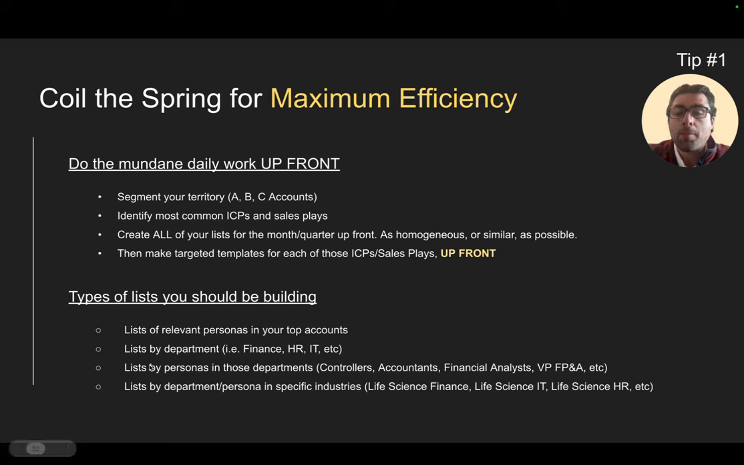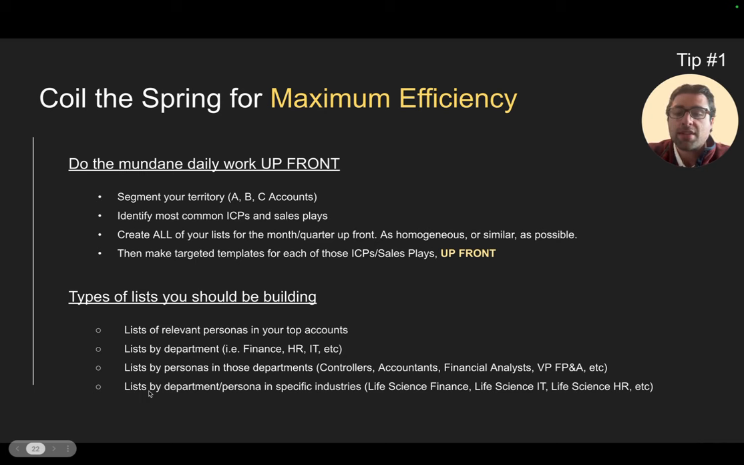Then you can make lists by specific personas within those departments. So let's take finance, for example. There's like 30 different personas that could fall under that. Some examples: controllers in my territory, accountants in my territory, financial analysts in my territory, VPs of FP&A in my territory. Same thing with HR. It could be recruiters, talent management, CHROs, because the more of these lists you build out, you can create email templates that are similar. And we're going to show some examples in a second, but slightly targeted to be more specific to all of these lists, so that when you wake up in the quarter, you have all your lists ready, you have the associated templates ready, and you can just focus on execution and start going.